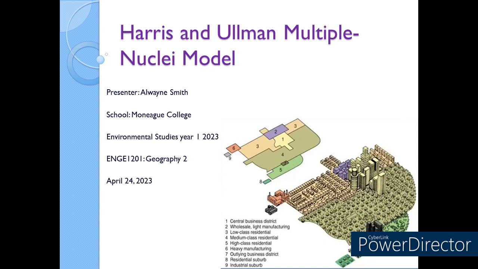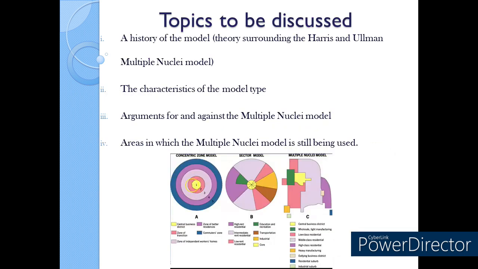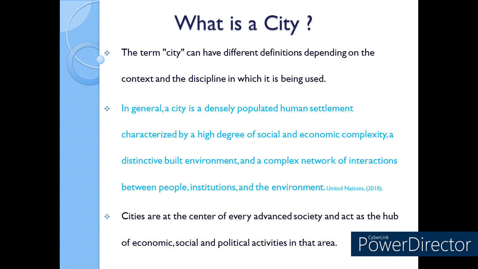My name is Alwayne Smith and today we'll be looking at the Harris and Ullman multiple nuclei model. The topics to be discussed today are a history of the Harris and Ullman multiple nuclei model, the characteristics of this model, arguments for and against the multiple nuclei model, and areas in which a multiple nuclei model is still being used. So the question is, what makes a city a city?